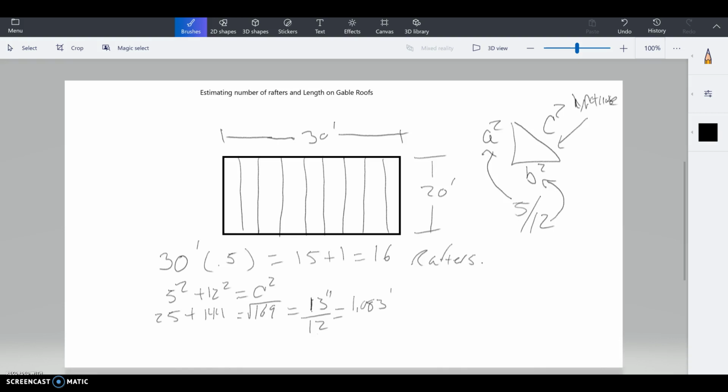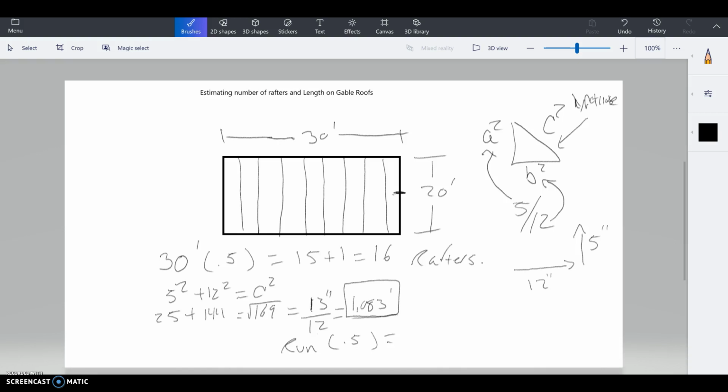So what I'm saying here on this 5/12, for every 12 inches I go this way, I go up 5 inches. So this is the magic number, the constant that I need to be able to figure out my theoretical lengths of my rafters. So if you see here, half of this span is my run. So my run times my constant is going to equal my theoretical length of my rafter.